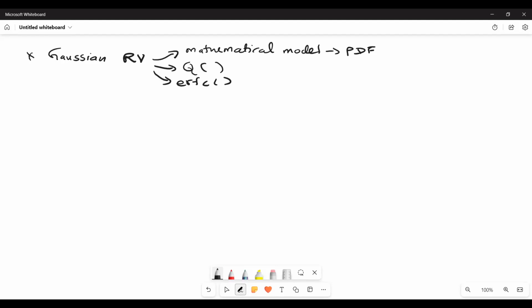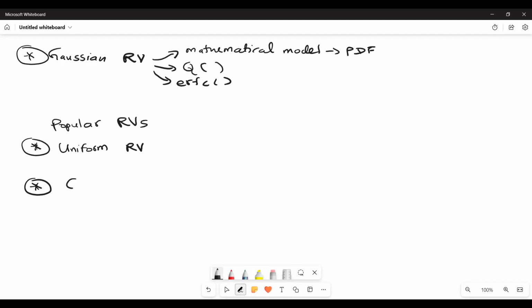So the Gaussian random variable is one of the most popular random variables, but it is not the only random variable available. There are other popular random variables that are in existence. So we have the uniform random variable, we have the gamma random variable, we have the Weibull random variable.